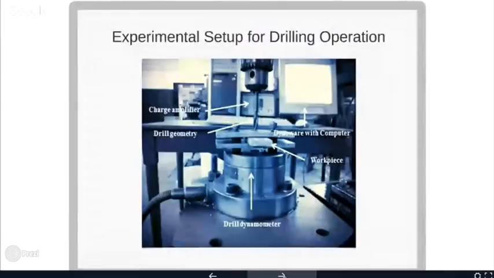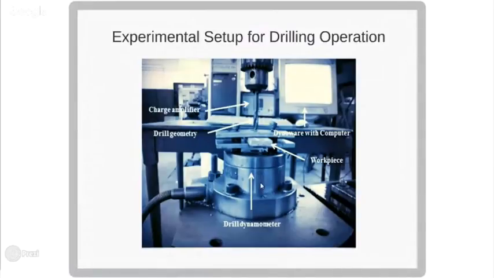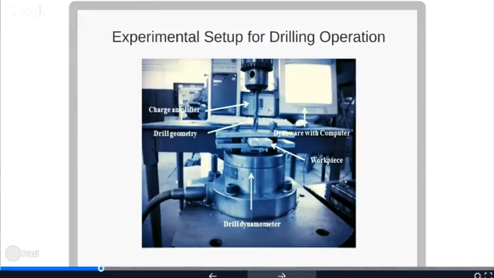So this figure represents the actual dynamometer. This is the metal matrix composite plate. It is centrally placed upon the dynamometer. This is a drilling dynamometer workpiece. Dynamometer software with computer. This is the drill point geometry. This is the charge amplifier, which is used to amplify the signal produced with the help of the dynamometer.